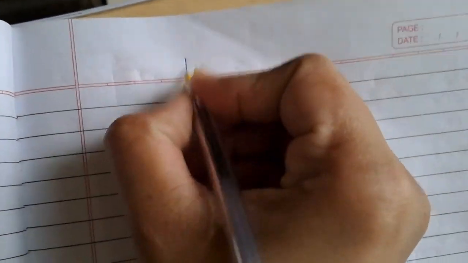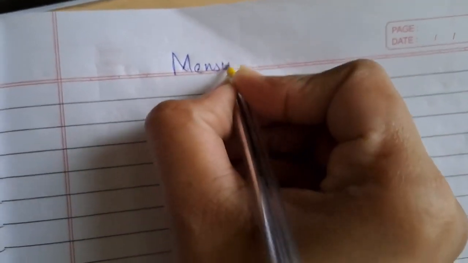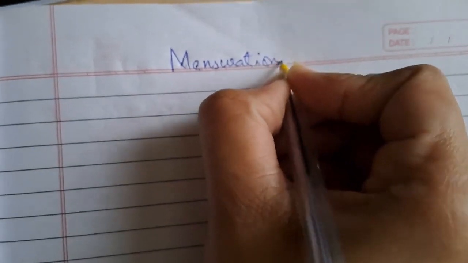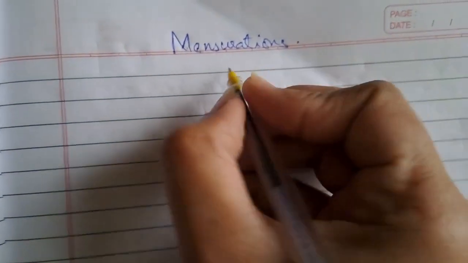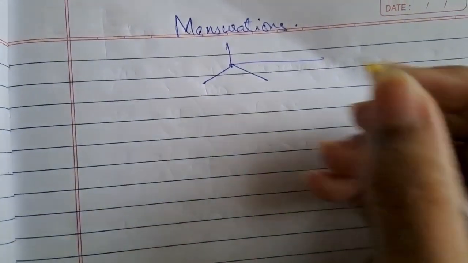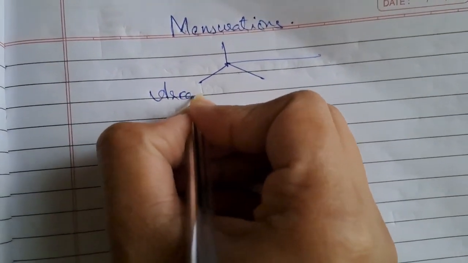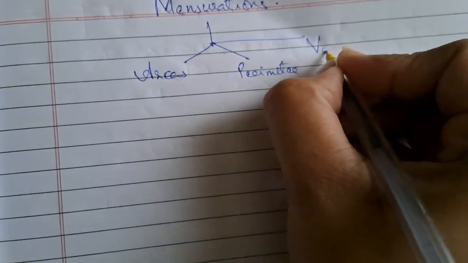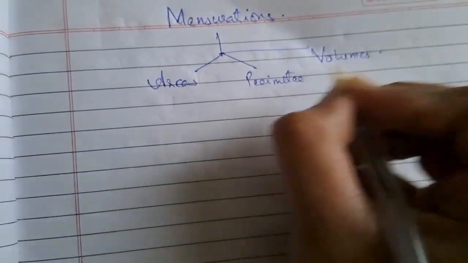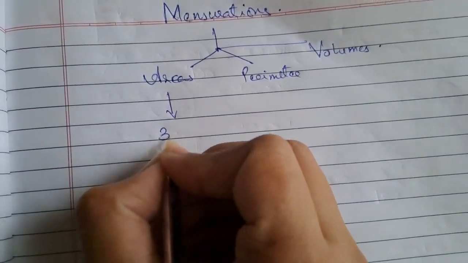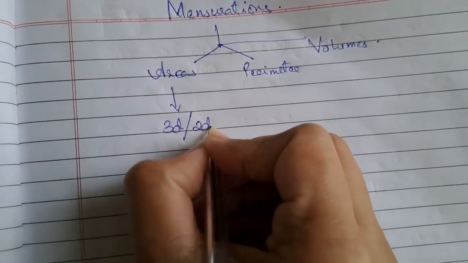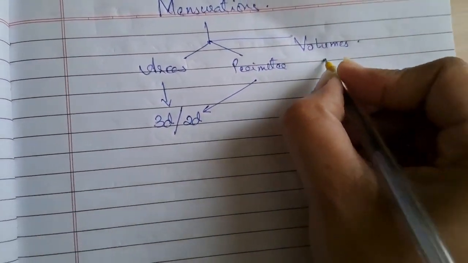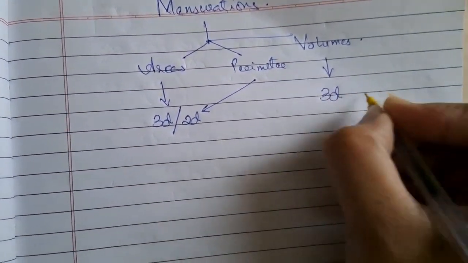Starting with the chapter mensuration, what we are going to study in mensuration. We have been studying mensuration for a very long time now. This usually comprises three categories: one is areas, the other is perimeter, and the next one is volumes, isn't it? Areas and perimeters are usually taken for 3D as well as 2D shapes, but the volume is usually for the 3D shapes itself.